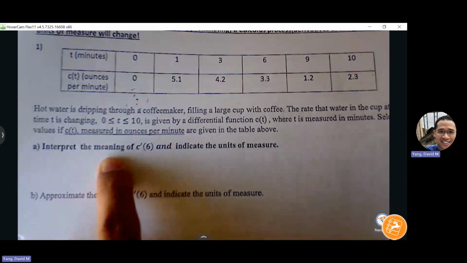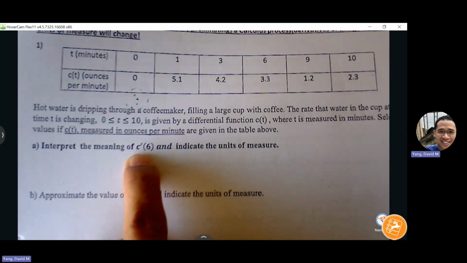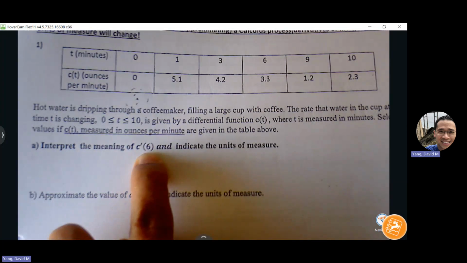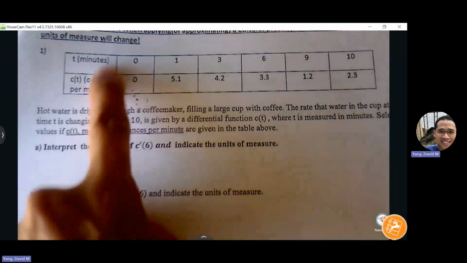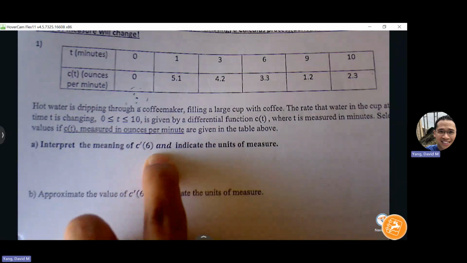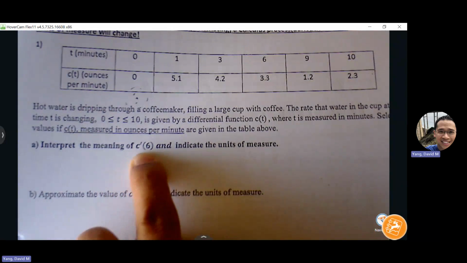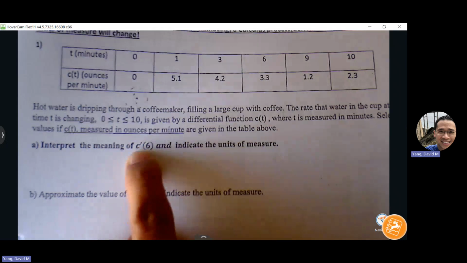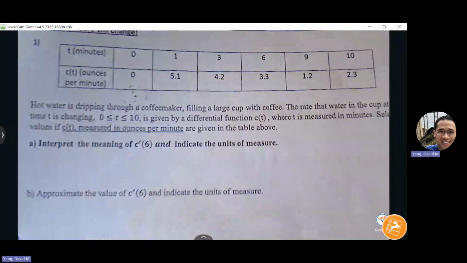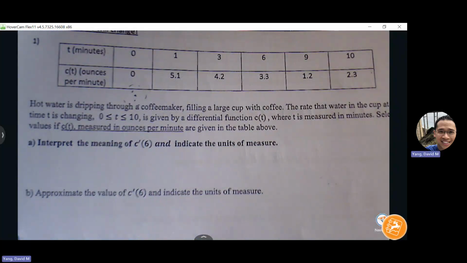Part A says interpret the meaning of C prime of 6. First off, what is this unit going to be? Good. Ounces per minute squared. And so what does this mean? Sometimes students want to use the word acceleration. Acceleration is not going to fit in this context, even though it is a second derivative in a sense. And also, we don't want to say rate of a rate, even though that is true. We want to be more specific in terms of what it's saying.